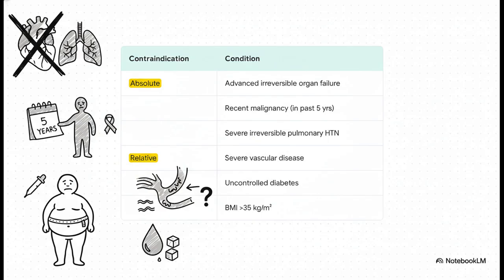And just as important for your exam are the things that rule a patient out. The absolute no-goes, like a recent cancer, are pretty straightforward. But you really need to pay attention to this one. Severe, irreversible pulmonary hypertension. This is critical because, as we're about to see, it can cause that brand new donor heart to fail, like immediately. It just makes the whole procedure far too risky.